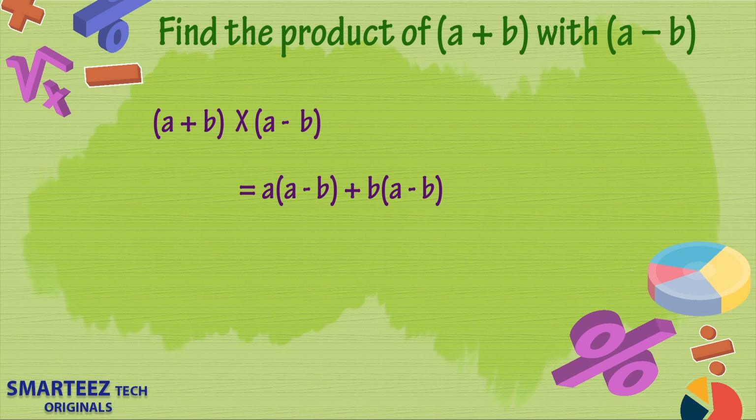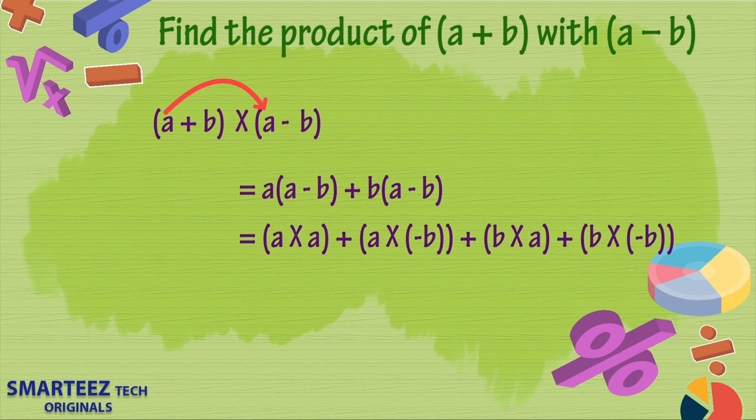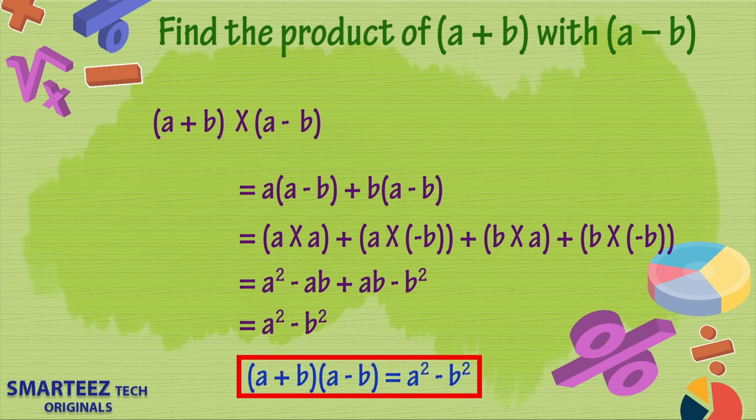As shown with the help of the arrows, this equals a times a plus a times negative b plus b times a plus b times negative b, which equals a squared minus ab plus ab minus b squared. Simplifying, we get a squared minus b squared. So (a plus b) times (a minus b) equals a squared minus b squared. Let's look at an example.